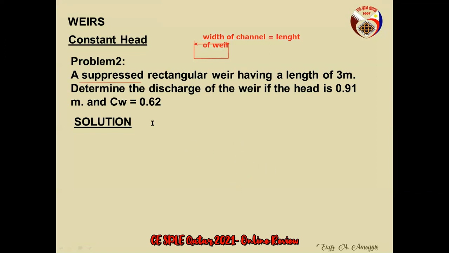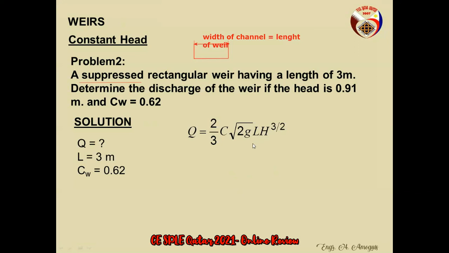Direct substitution. Merong C given 0.62. The same formula, no? So, Q is 2/3 C square root of 2g L raised to 3 halves. So, direct substitution. Actually, ito mga past board exam ito. Napakita ko lang sa minsan. Yun yung mga board exam na minsan may mahirap, na kadalasan is mga madadali lang, no? Okay? 2 steps, 3-step solution.